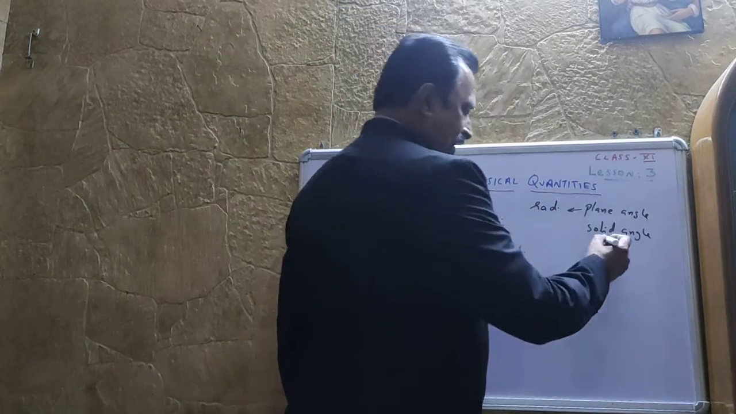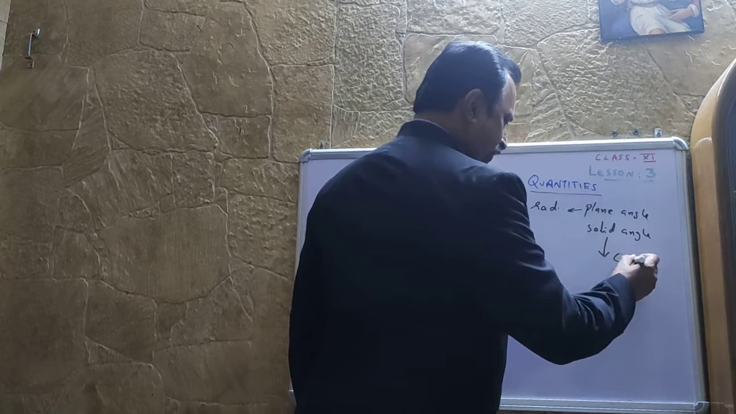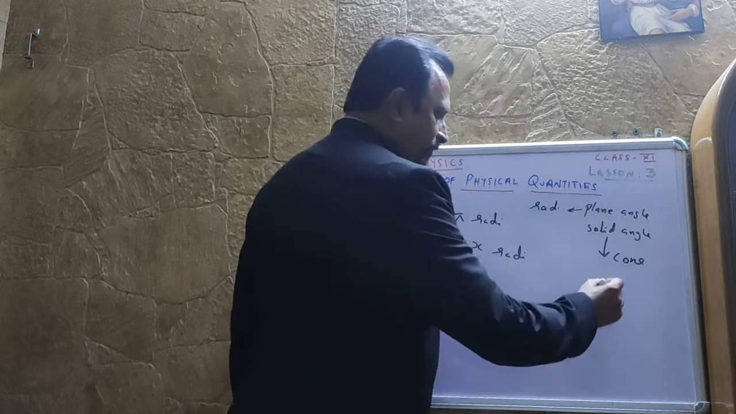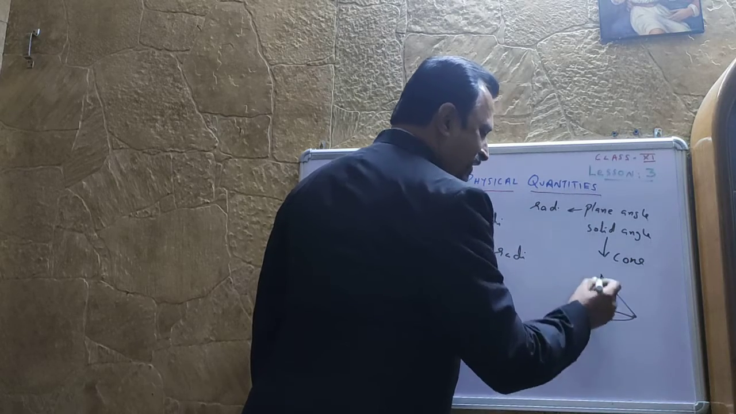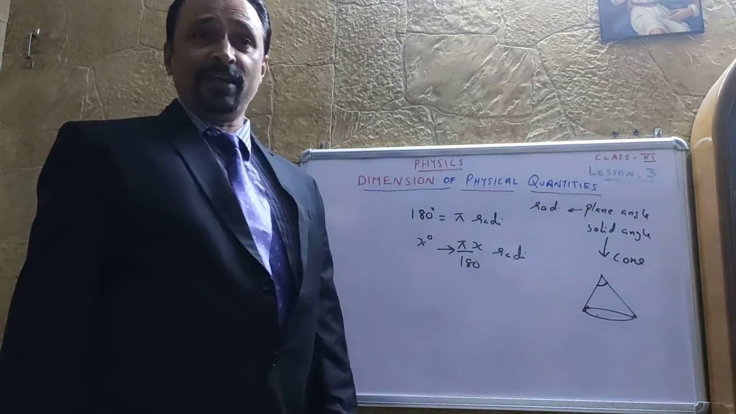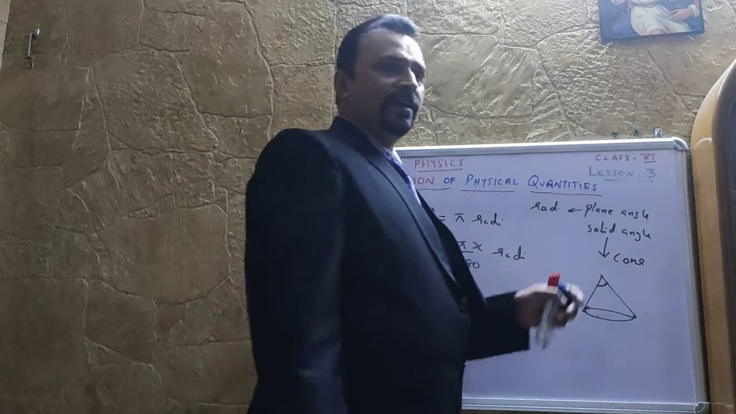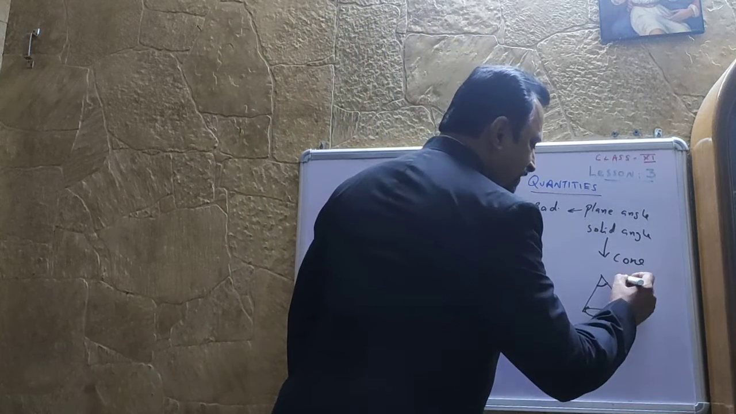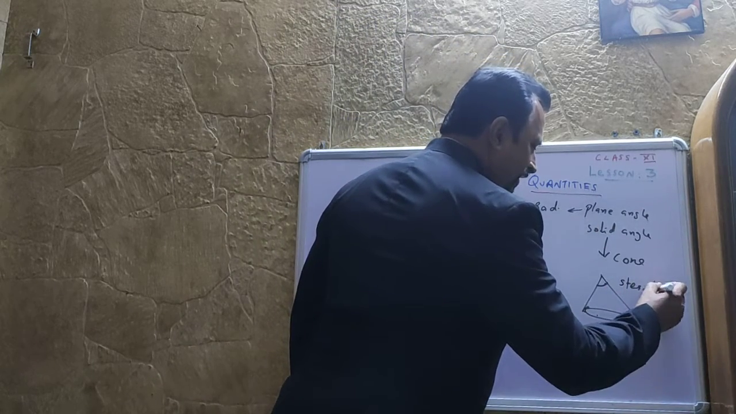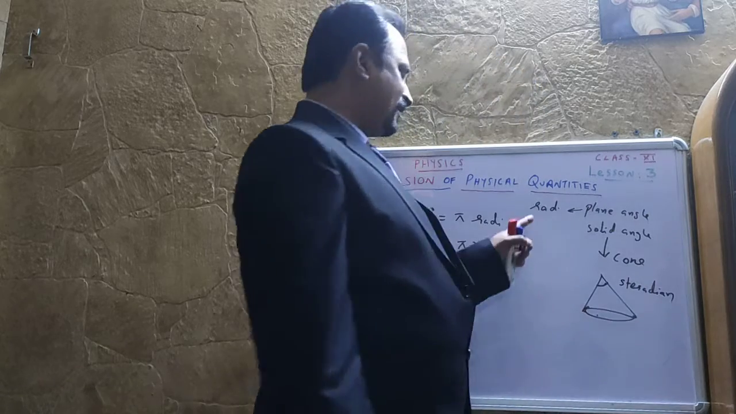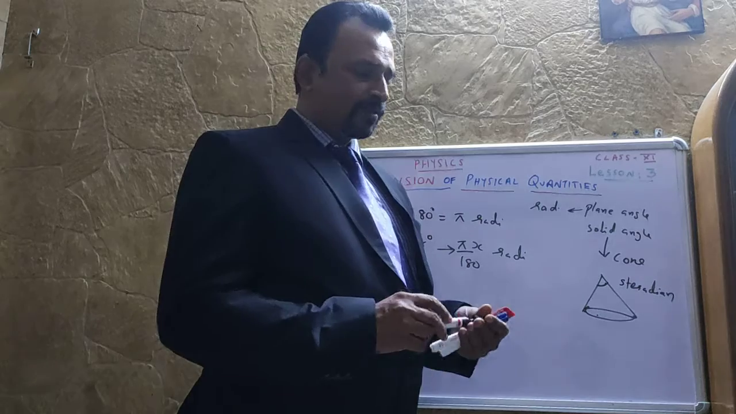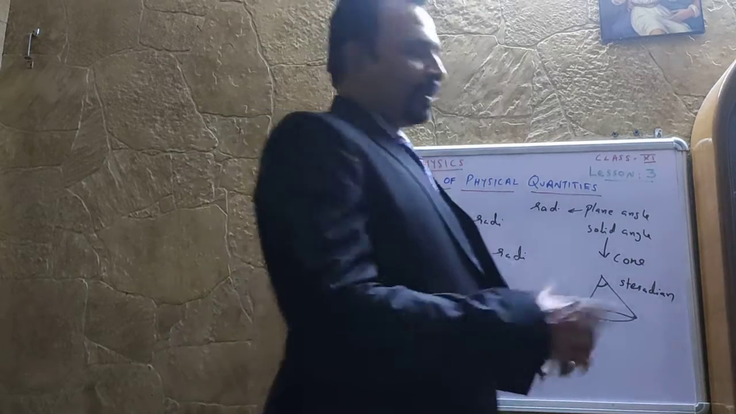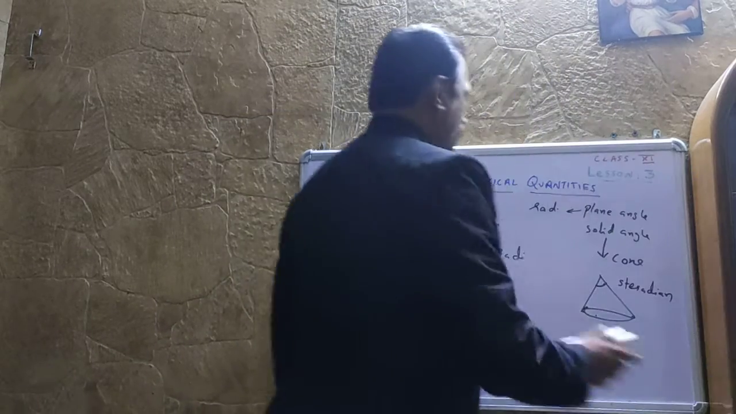Solid angle means angle of a solid body. Example, cone. You know the vertical angle of a cone. See, this angle. Is it a 2-dimensional angle or a 3D angle? It is a 3-dimensional angle. That is called solid angle. And the unit of the solid angle is steradian. So radian and steradian are the 2 units for plane angle and solid angle. These are also considered as fundamental quantities. Like that, there are 7 fundamental quantities.